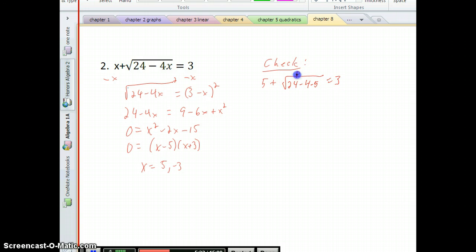Well, again, every square root is going to be positive. So if I have a 5, is there any positive number I can add to it and get 3? Well, that's not possible. So that tells us that 5 this time is extraneous.